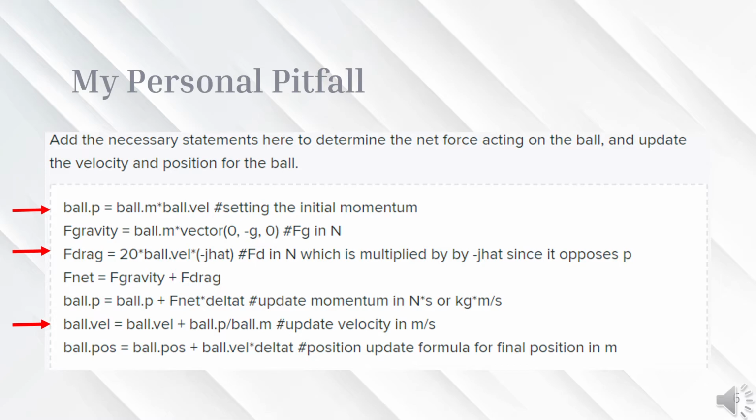Finally, I made a mistake updating my velocity, and in turn made a mistake updating my position. I essentially added the initial conditions twice. I incorporated the initial velocity both by adding ball.vel in that line as well as updating the momentum in the previous line.